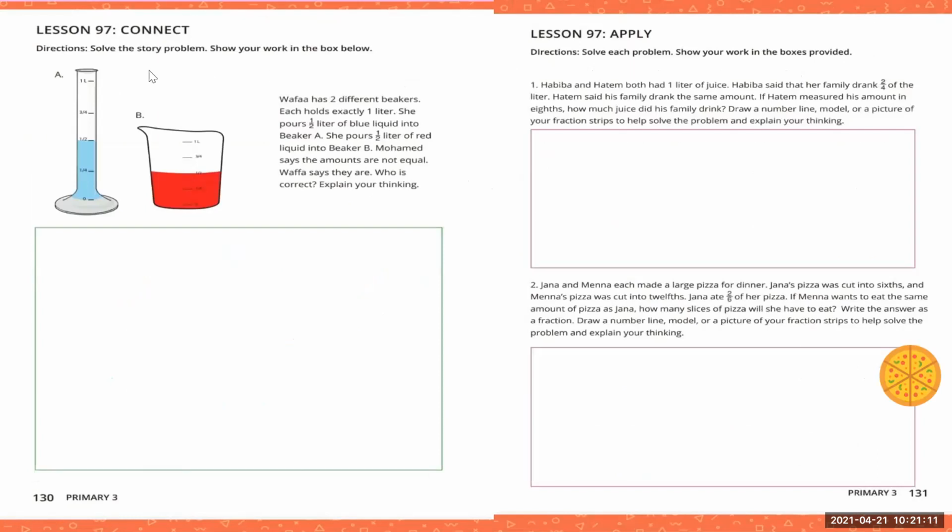next lesson. Here we have a revision on liter and milliliter. Here we have 2 containers or 2 beakers. Both of them have half liter. Here we have half liter and here we have half liter. Now, can you tell me if they are equal amounts or not? Wafa says they are equal, but Muhammad says they are not equal.